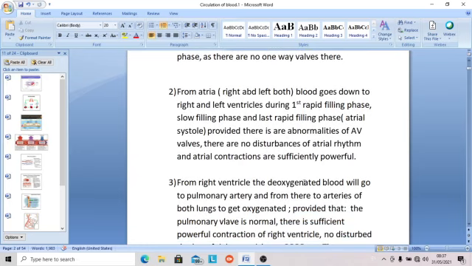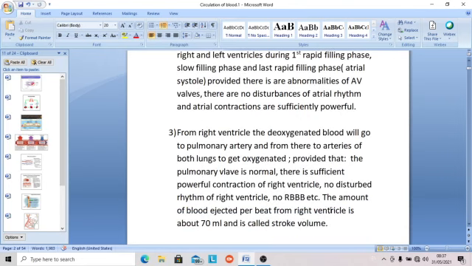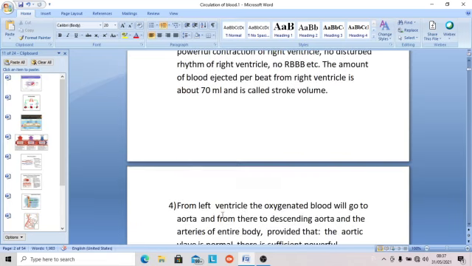From the right ventricle, the deoxygenated blood will go to the pulmonary artery, the pulmonary trunk, and arteries, and from there to the arteries of both lungs to get oxygenated. This is provided that the pulmonary wall is normal, there is sufficient power for contraction of the right ventricle, no disturbed rhythm of the right ventricle, and no RBB. The amount of blood ejected per beat by the right ventricle is about 70 milliliters, and it is called stroke volume.